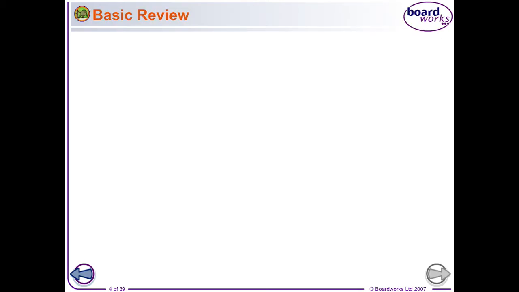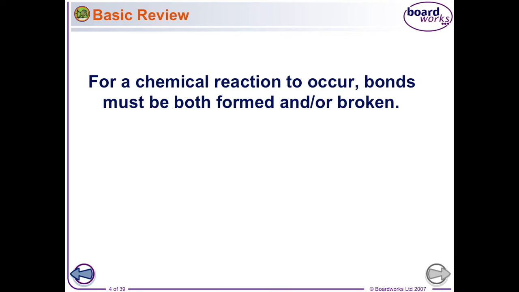Okay, so that was just a bit of review about endothermic and exothermic reactions. We talked about that before. So on your paper, here's a basic review. For a chemical reaction to occur, we understand and realize that bonds must be broken and or formed. So for a chemical reaction, bonds must be both formed and or broken.